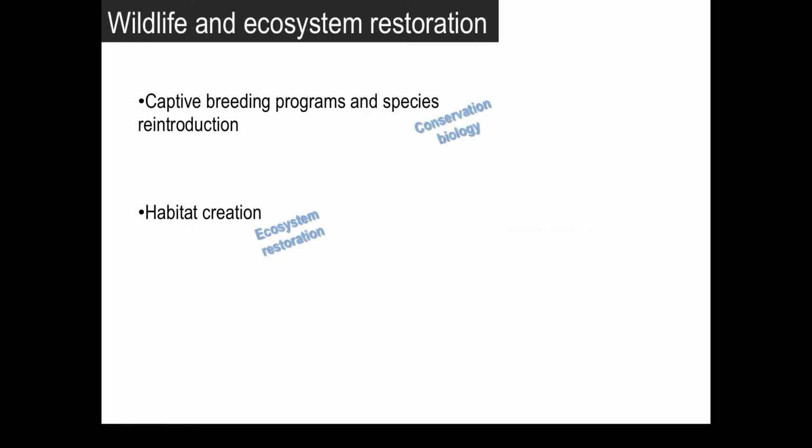So when we think about restoring wildlife, there's two broad types of projects. The first being captive breeding programs and species reintroductions, commonly associated with conservation biology. And then in ecosystem restoration, there's habitat creation. Both of these are mostly focused on listed species, threatened and endangered species.